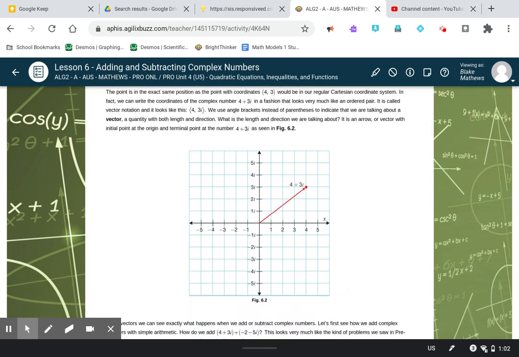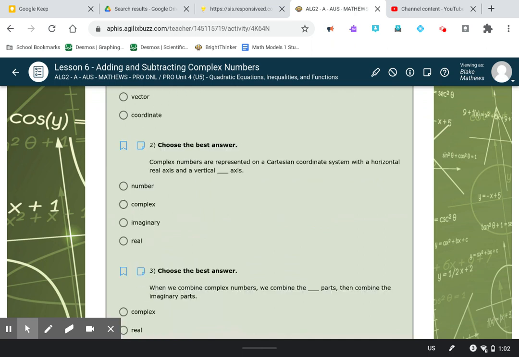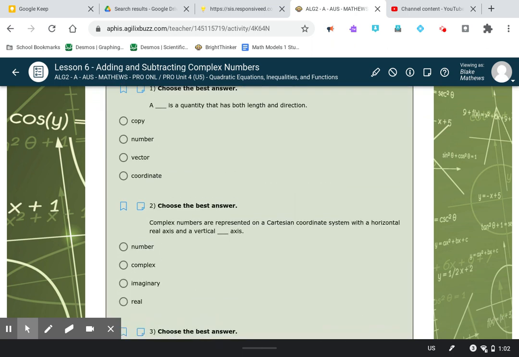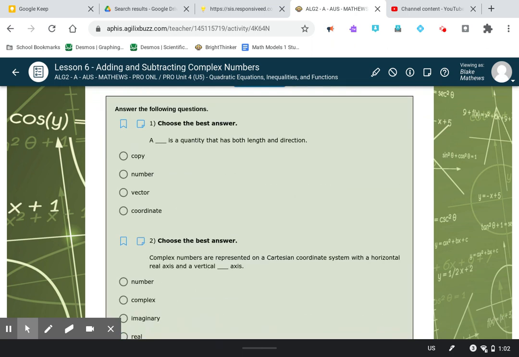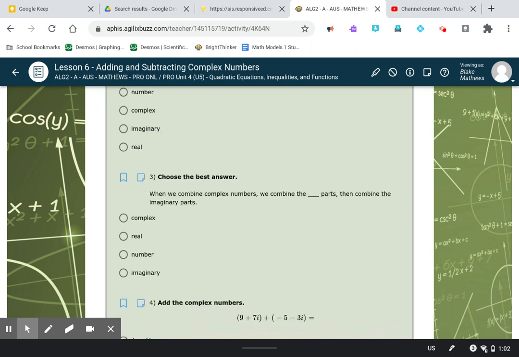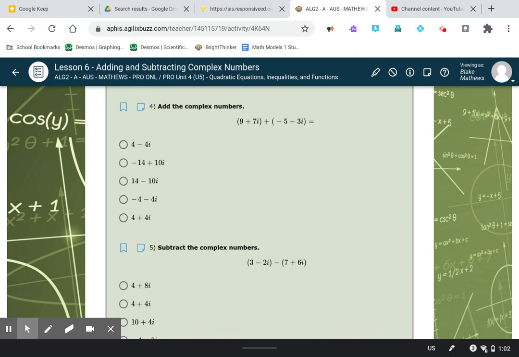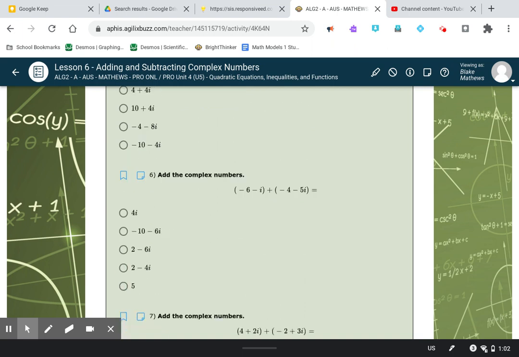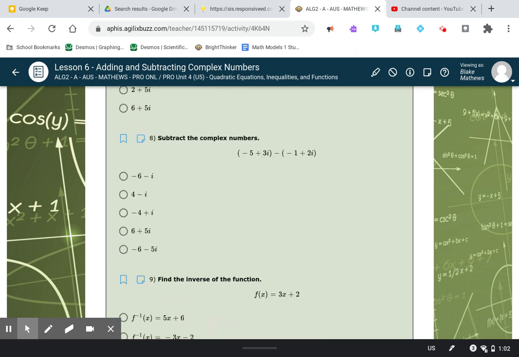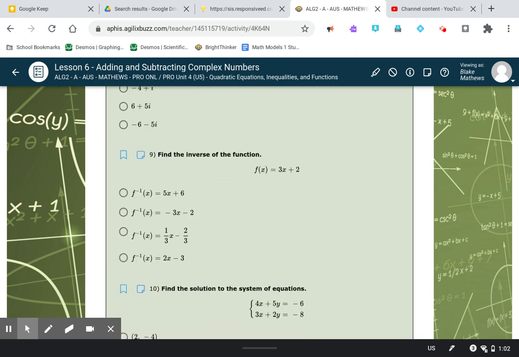So looking down here, you don't need to worry about all this graphing stuff. We're not really going to worry about that. You will need it to answer some of the vocabulary questions about vectors and all that stuff. So look over the vocabulary from the lesson. And then starting with number 4, add them. So add the reals with the reals, the imaginaries with the imaginaries. Make sure to keep track of all your negatives. Same thing with number 5, number 6, 7, 8.